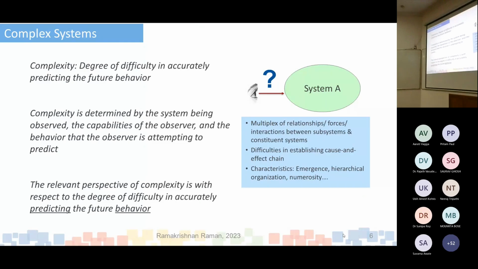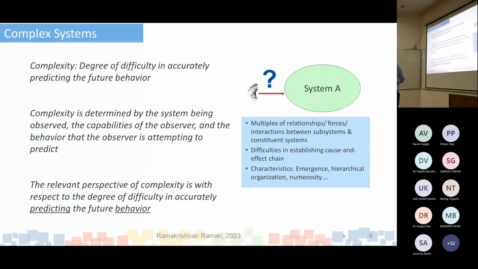So we start looking at what a complex system is. Typically, when we use the adjective complex, we associate it with something we are not able to understand. That is what we say is complex. Complexity from a system perspective is trying to gauge how difficult it is for me to predict what the system is going to do, which is essentially how accurately the future behavior of the system can be predicted.